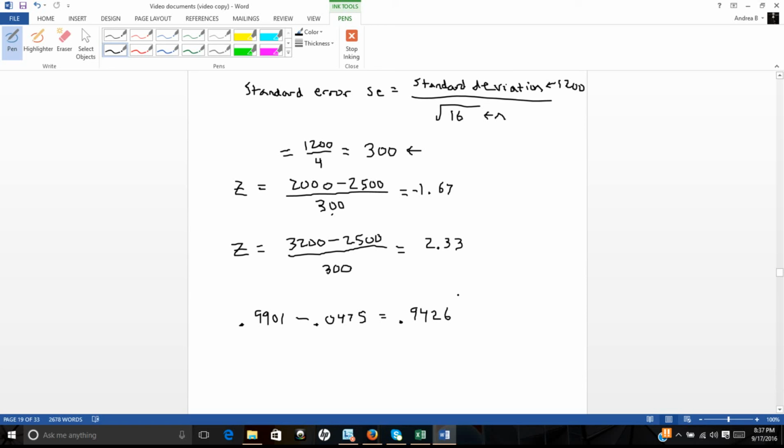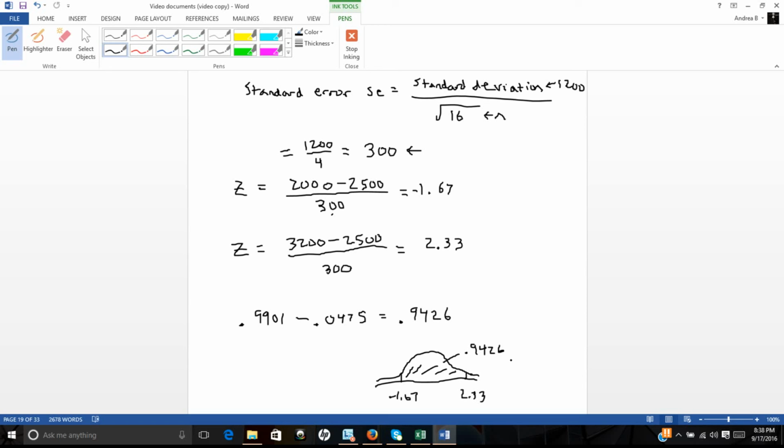If it helps, since you're finding the area between those, you can also think of it visually. You could sketch out a normal distribution curve, like we've done before. If you have a negative 1.67 and your 2.33, you're finding that area in between. That's really what's being represented by that 0.9426. So in other words, we'd expect about a 94%, just a little bit above 94% chance that the average amount spent on a car by those 16 students would be between $2,000 and $3,200. So the average of those 16 students spending $2,000 to $3,200 would be approximately 94% using that information.